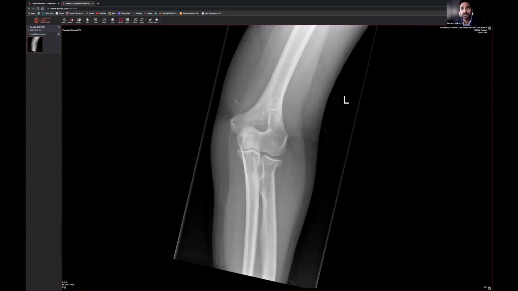Quite important still to have a look at the rest of the bones to make sure there's no other fractures anywhere else. I don't have the lateral view, but in the context of trauma, it is quite important to try and see whether there's a coronoid process fracture as well, because when you get coronoid process fractures, it results in long-term instability of the elbow.